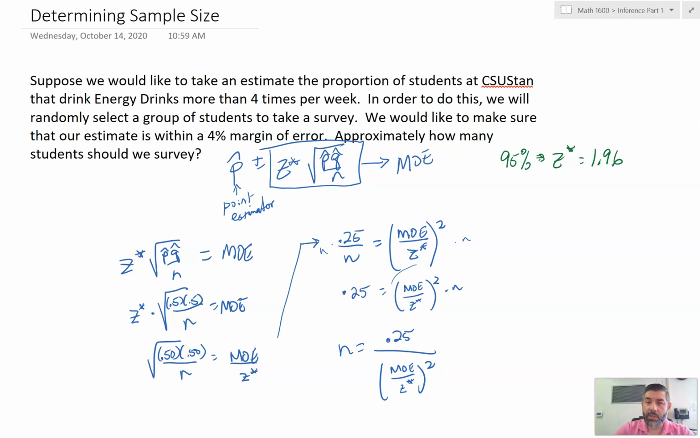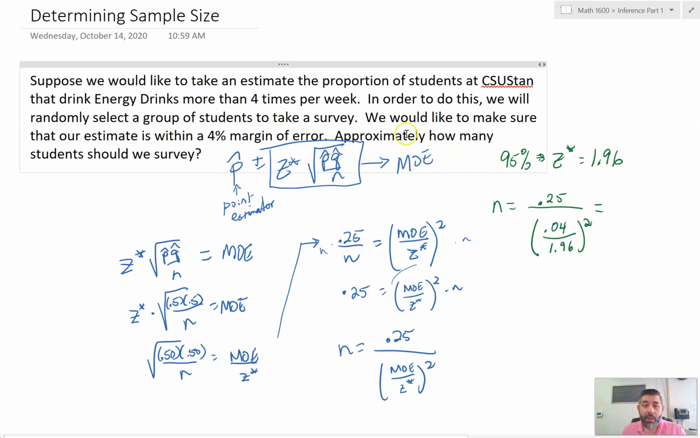Okay, so then I'm going to plug things in. So n equals 0.25 over the margin of error that I want to have. I want it within 4%, so 0.04, not 0.4. That would be 40%. That is a ginormous margin of error. We don't want it that big. Then 1.96, and we're going to square that, and we're going to do the math on a calculator.